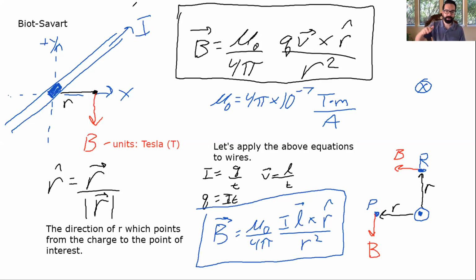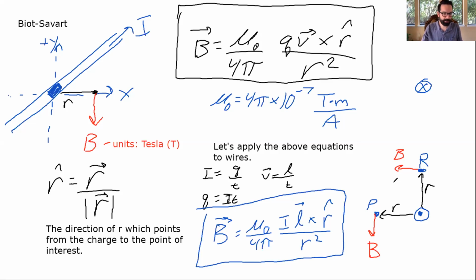I'll do it one more time. Your hand goes towards the direction of I. You curl your fingers towards R, which is upward, right? Curl upward, and then your thumb points in the direction of the magnetic field. So you could really do either way. I prefer the way I just did it, just because it's less straining on the wrist. You can do it pretty quickly, you don't have to figure out which vector is what, but either way should give you the right answer.